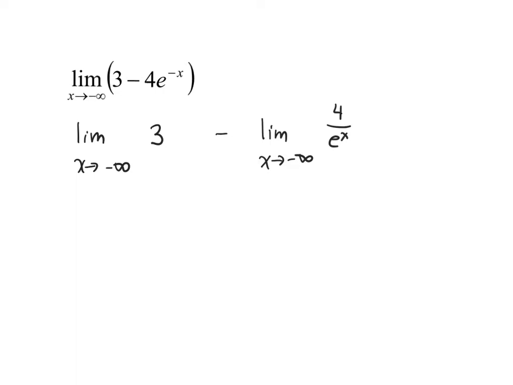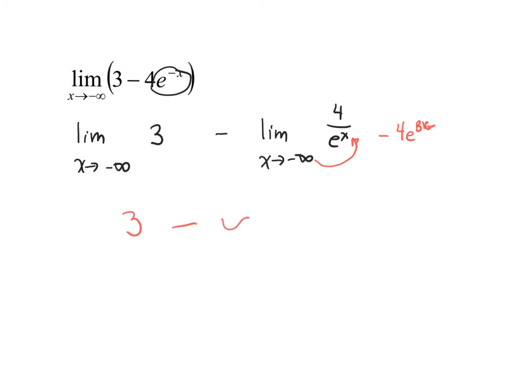Now I write it as 4 over e to the x because remember a negative exponent means you can write it as a flipped fraction, so I can move it to the bottom. So the first one is a constant, so this is going to go to 3, no problem there. Now when I put in negative infinity here, negative infinity is actually going to essentially flip this back. So it's going to be 4e to a really, really, really large number with a minus sign in front of it. Well, it's essentially going to go to negative infinity, as big as you possibly want.